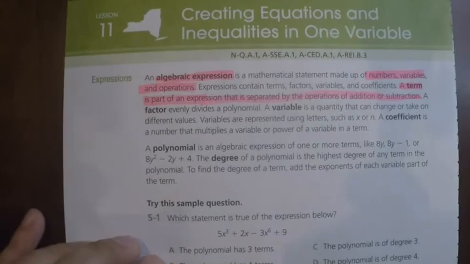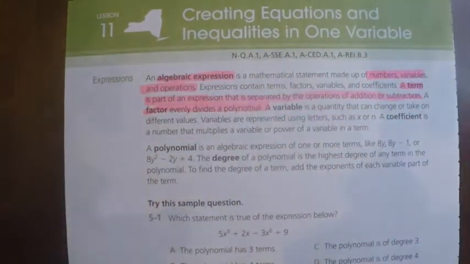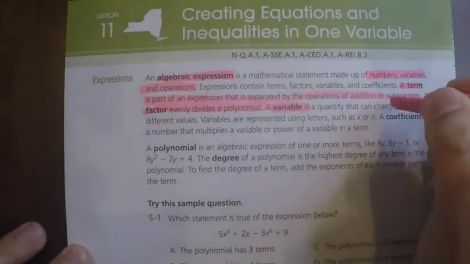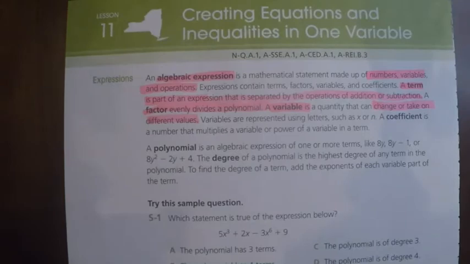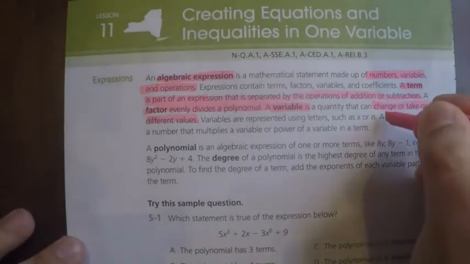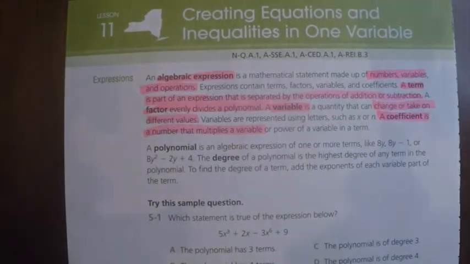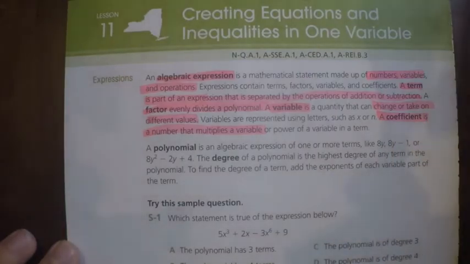Next, it says a factor evenly divides into a polynomial. So that's a good one. A factor is something that evenly divides into a polynomial. A variable, right, is a quantity that can change or take on different values. So variables are the numbers that we don't know, right, that we have to solve for. Then finally, a coefficient is just a number that multiplies a variable or power of a variable in a term. So remember, our coefficient is just our number in front of our variable.